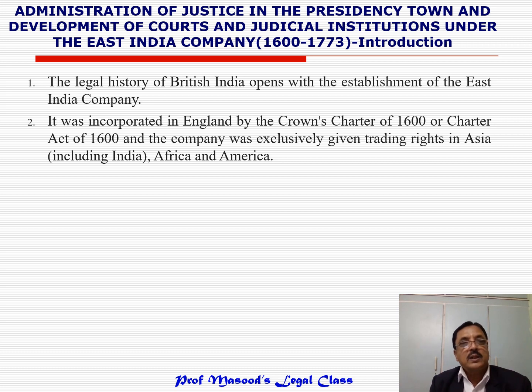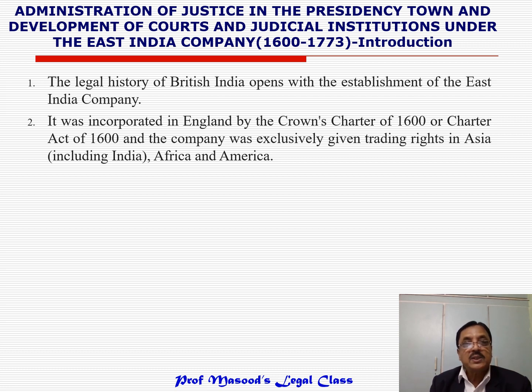Let us go to the first topic. As I mentioned, we are talking about the history of court, legislature and legal profession of India. We are in unit number 1, and that too the basic concept. So today we are completing the basic concept: administration of justice in the presidency town and development of courts and judicial institution under the East India Company, 1600 to 1773.